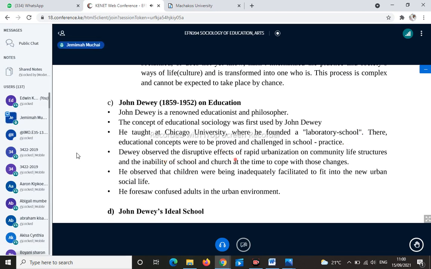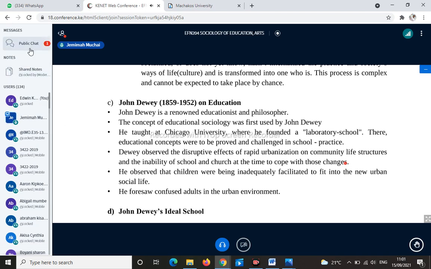John Dewey observed the disruptive effect of rapid urbanization on community life structures, and the inability of school and church at the time to cope with those changes. We said that the sociology of education began during the industrialization period or revolution. That means that during this period, people moved from the rural areas to the towns or urban centers because they got jobs in the industries. And because of that, if you look at the slums, the life of people in the slums, you see the problems people face. So the same thing happened during this period.